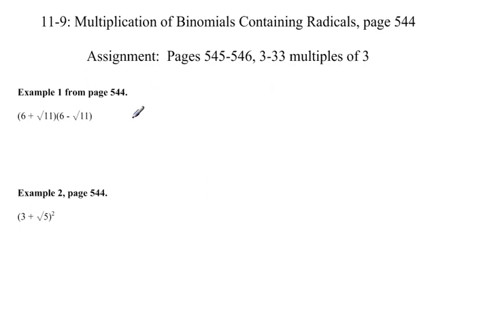So the first example, you've got 6 plus the square root of 11 times 6 minus the square root of 11. Now when you're working with this, this might look like a difference of two squares. If you remember back when we did x plus 2 times x minus 2, when you FOILed this out, what you got was x squared minus 4. Now this is a similar situation. You've got the exact same first terms, exact same last terms, but they're opposite signs. Therefore, you won't have a middle term when you get done multiplying this out.